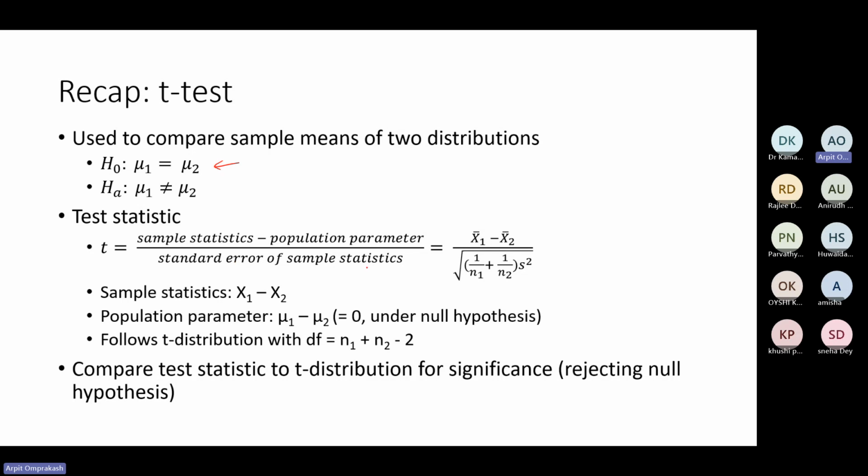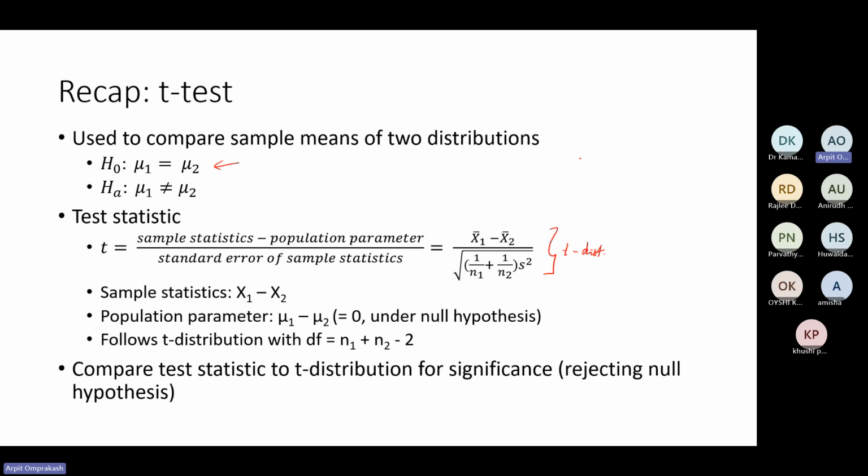The standard error of the samples is given as the square root of (1 by n1 plus 1 by n2) times the standard deviation squared, where n1 and n2 are the number of data points in x1 and the number of data points in x2. This T statistic conveniently follows a distribution called the T distribution, with degrees of freedom n1 plus n2 minus 2.